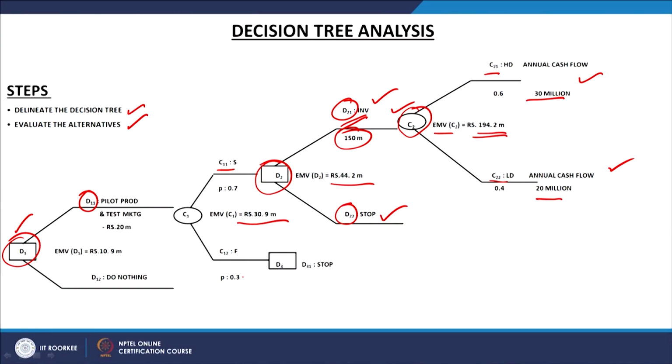So, it means this analysis tells us that NPV at both the decision levels, D1 and D2, based upon the chances of success and failure, is positive. In the first case, in case of the pilot production, NPV is going to be 10.9 million, which is quite a positive NPV, and at the second stage, once you make the investment of 150 millions and go for the commercial production, NPV is expected to be again very high, 44.2 millions, and that is again positive, right.